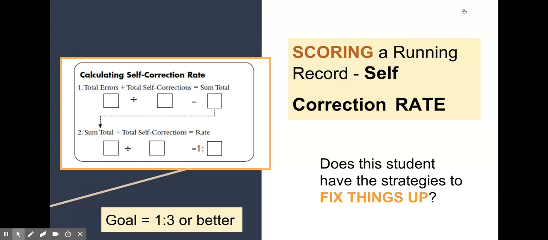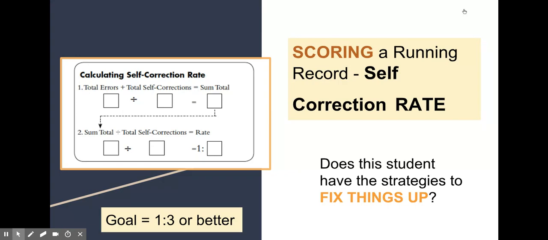Next, we calculate the self-correction rate. This number lets us know the degree to which students fix up their mistakes. The formula again is found on page 3. Please note that the handout has an error, though. The correct formula for error ratio is total errors plus, not divided by. So you'll need to change that. Total errors plus total self-corrections divided by total self-corrections.